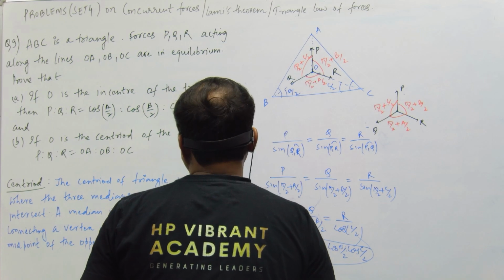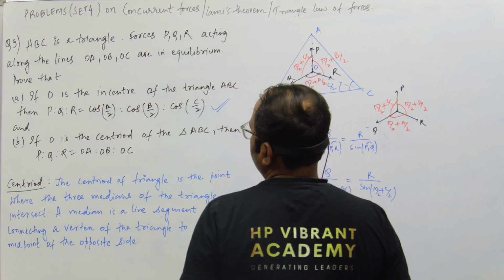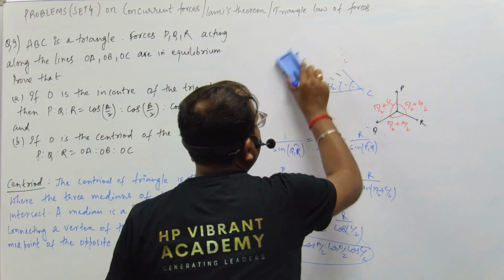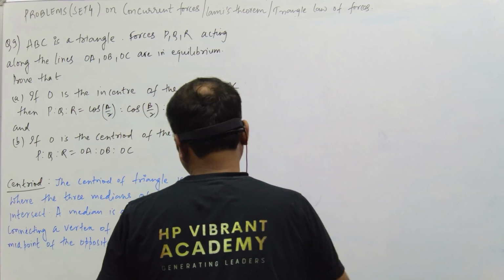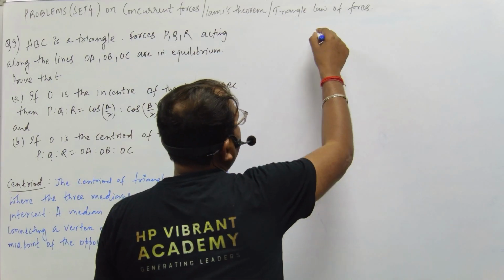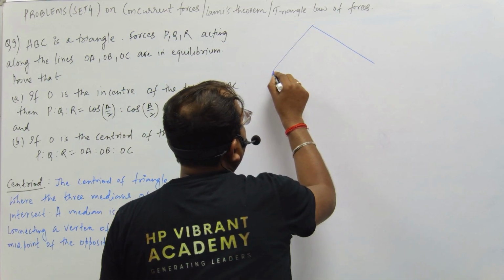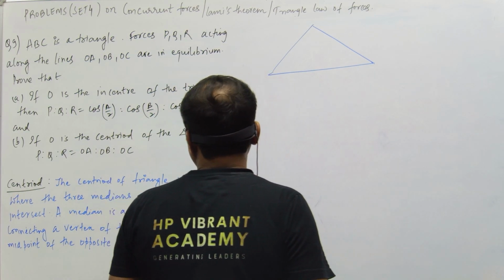If O is the centroid of a triangle ABC, then P is to Q is to R is equal to OA is to OB is to OC. Let us solve this. So we have the triangle with its centroid. Let us draw the triangle like this. For the centroid, let us draw the medians first.